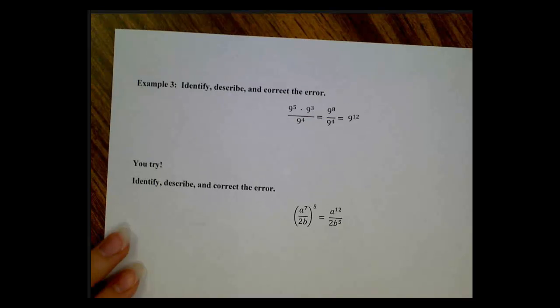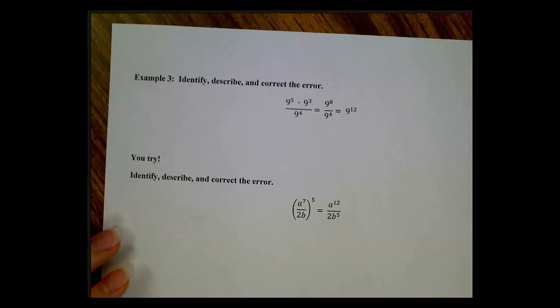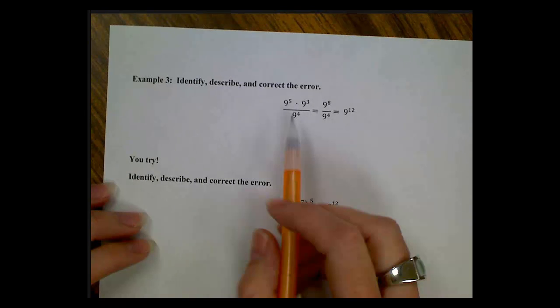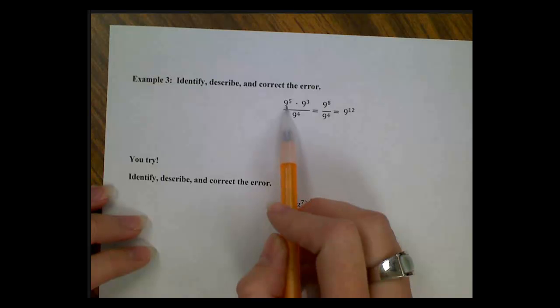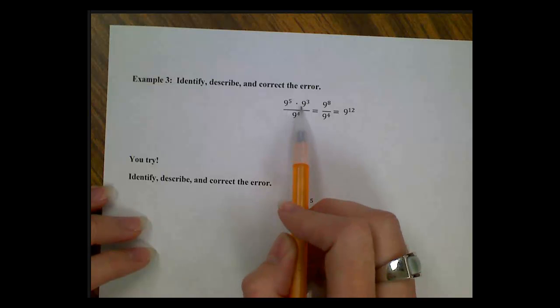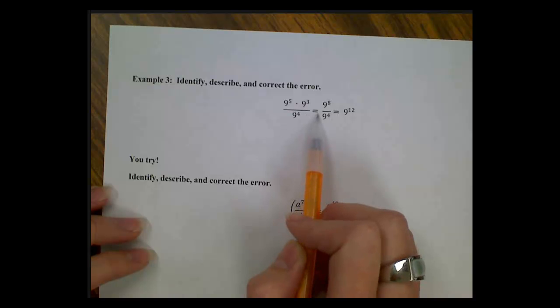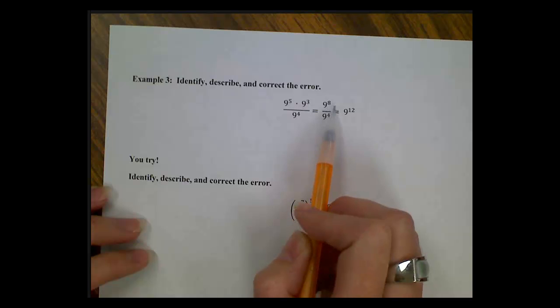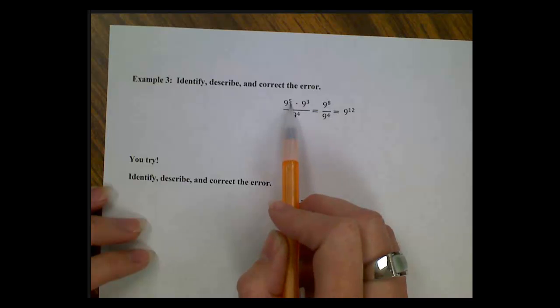And we've got just one more problem to look at. Example number 3. This is asking us to identify, describe, and correct the error. So this is an error analysis problem. So let's take a look at what we started with. So we have this problem, 9 to the 5th times 9 cubed over 9 to the 4th. So if we go to the next step, looks like the denominator stayed the same. And in our numerator, they changed the exponent to an 8.